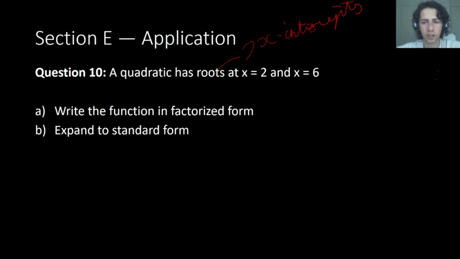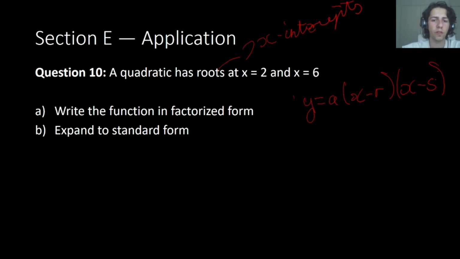Now, write the function in factorized form. This is actually going to be pretty easy, because we can get this from y equals a times x minus r times x minus s. This is what the factorized form looks like. And because we aren't given any information about the a value, we're going to assume that the a coefficient is 1, so we can just erase that completely.